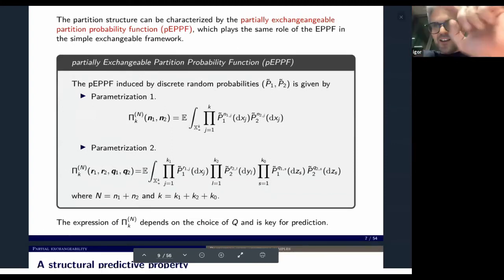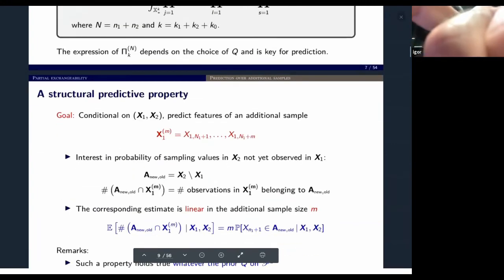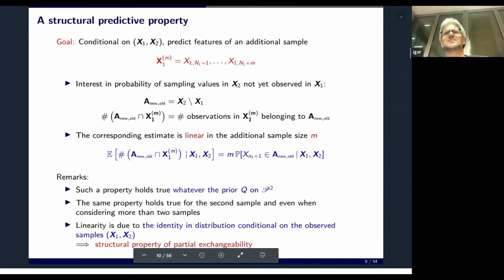Still, before entering any type of model, let me mention, as anticipated before, a structural property which is straightforward but still interesting. Suppose I have my sample and we look at prediction over an additional sample. As I mentioned at the beginning, I really like that because you see the influence of the model. So I have my sample and I want to make predictions over an additional sample of size m, taken over the first one. You could do it symmetrically over the second one, but for now, look at the first.